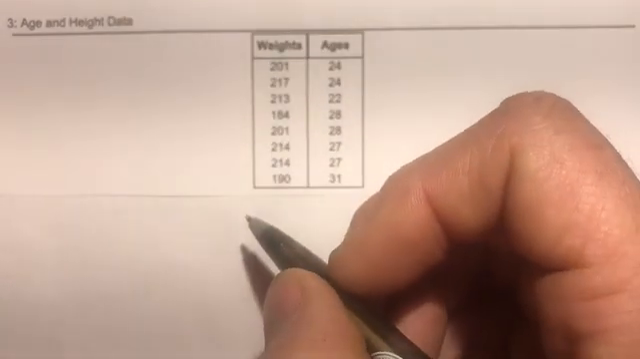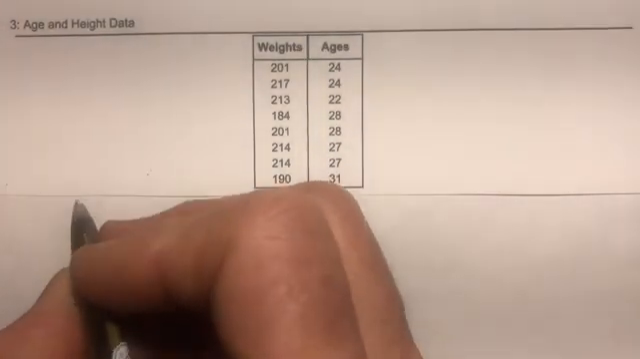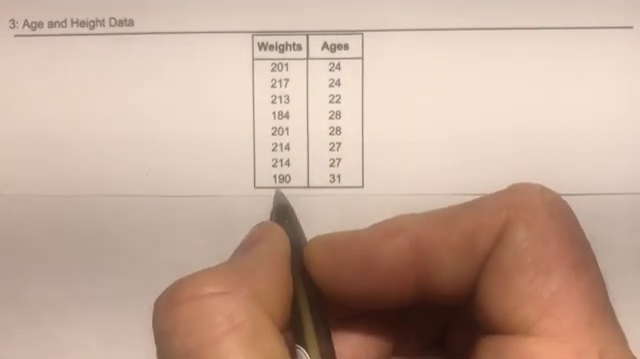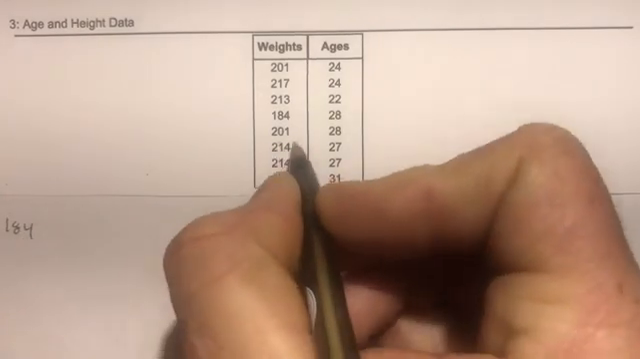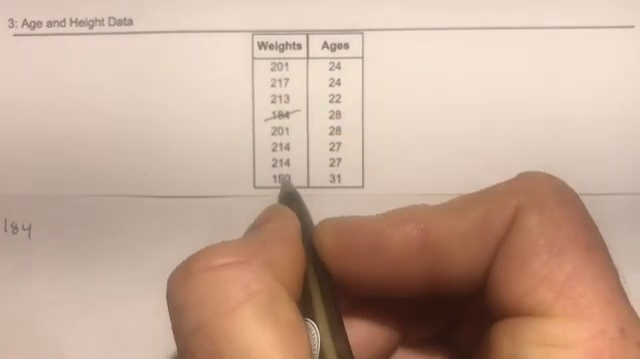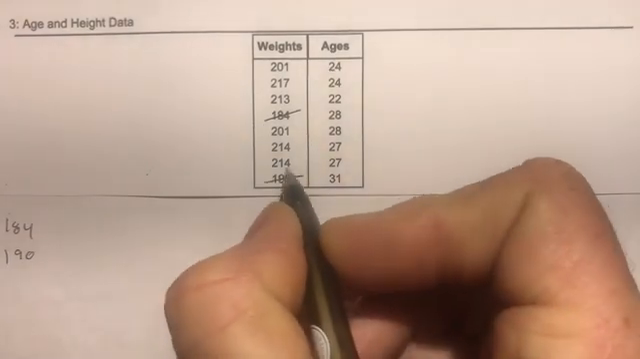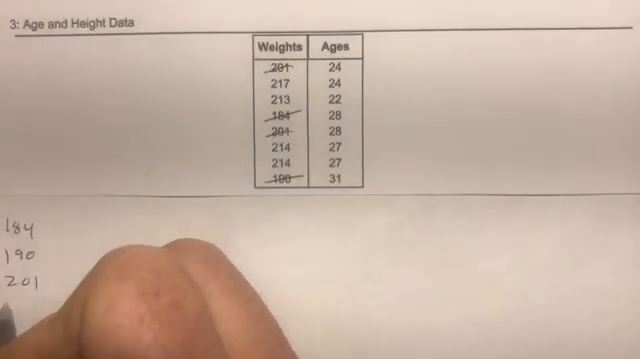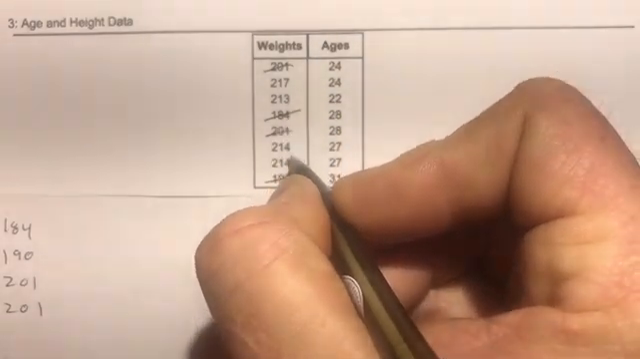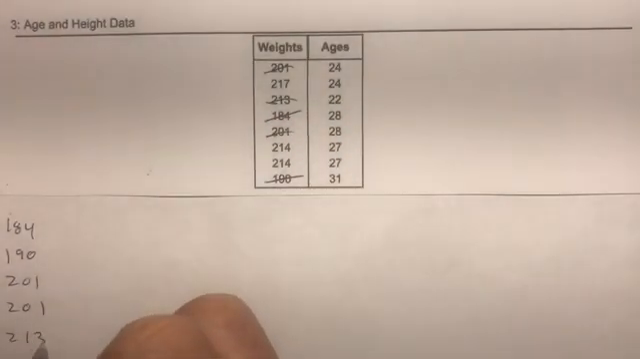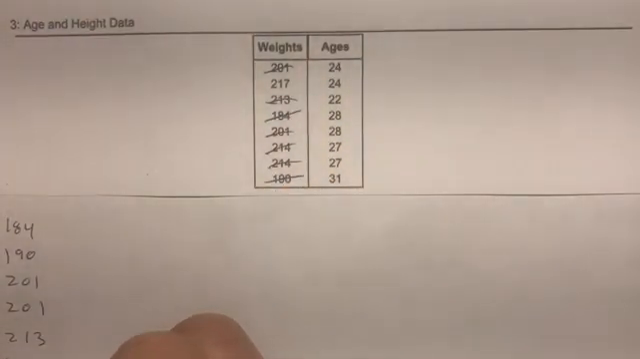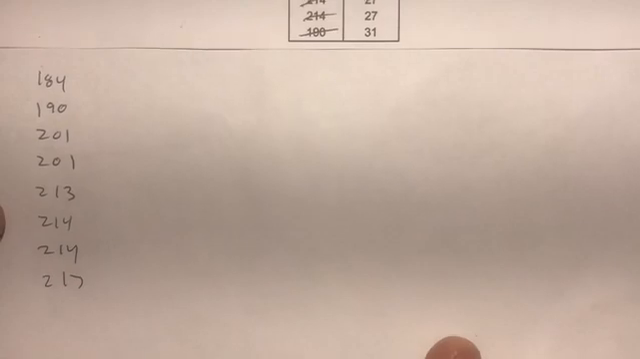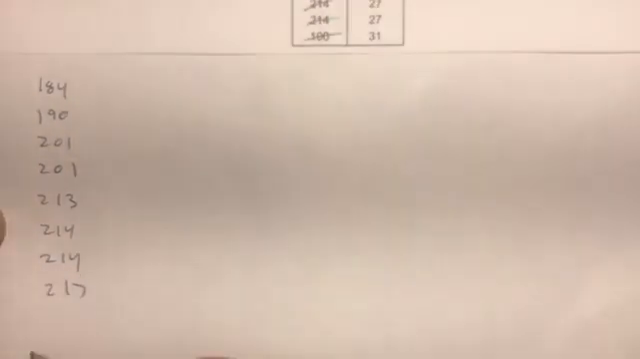I'm going to do my weight first. All right, so I'll just write these down. Okay, I've got 184 first. Mark it out, and then I got 190. Mark it out, and then I got 201 twice. Then I've got 213. Then I got two 14s. Then I have 217. Okay, and there they are. So just put these in order.